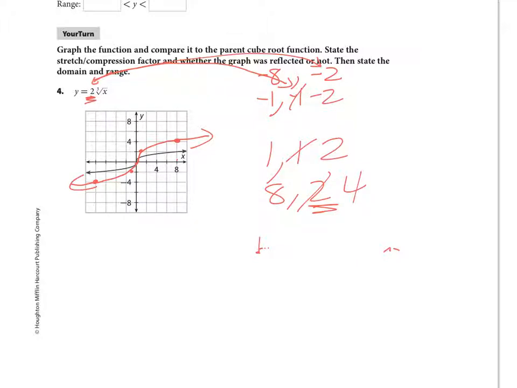Now, as far as domain and range, very easy. Domain is always going to be negative infinity to infinity. Range is going to be negative infinity to infinity. The only time domain and range can change for a cube root function is if it's a word problem.